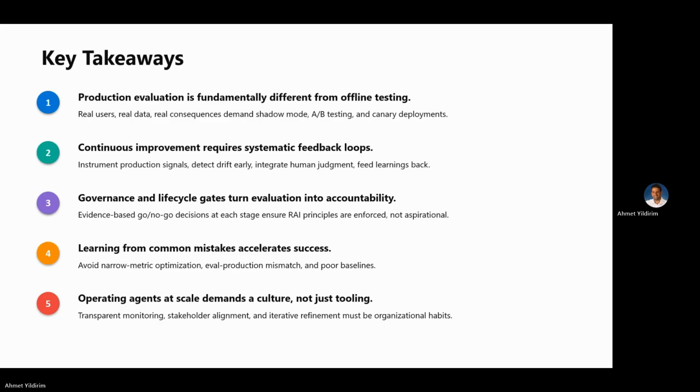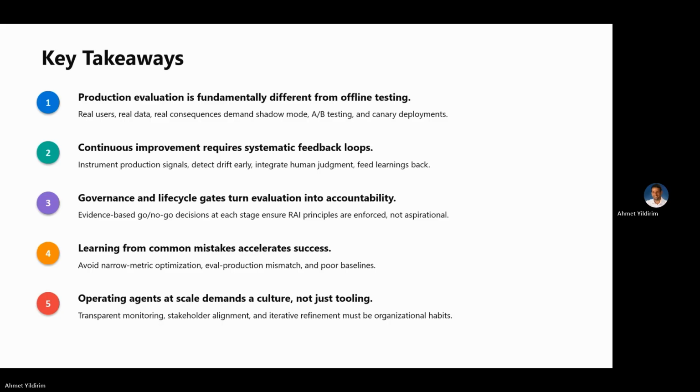Next one is learning from common mistakes accelerates success. We covered the big ones: narrow metric optimization, the gap between offline eval and production reality, and weak baselines. Knowing these traps exist is half the battle won. Most teams hit them simply because nobody warned them.